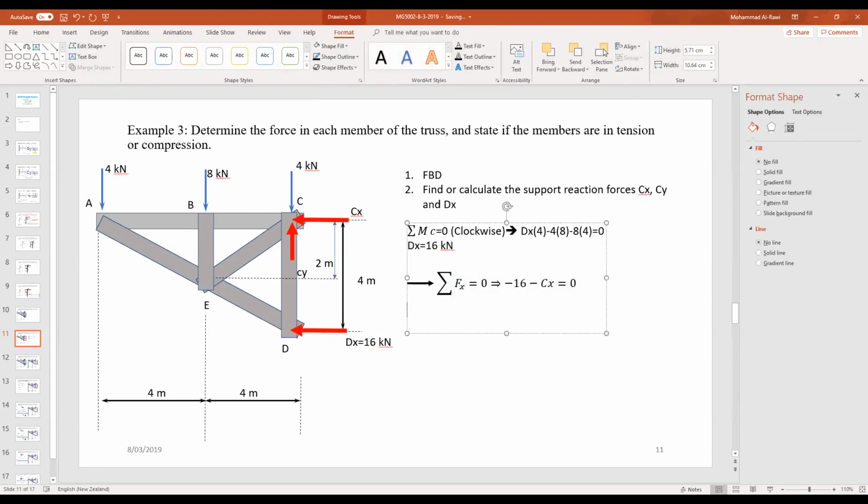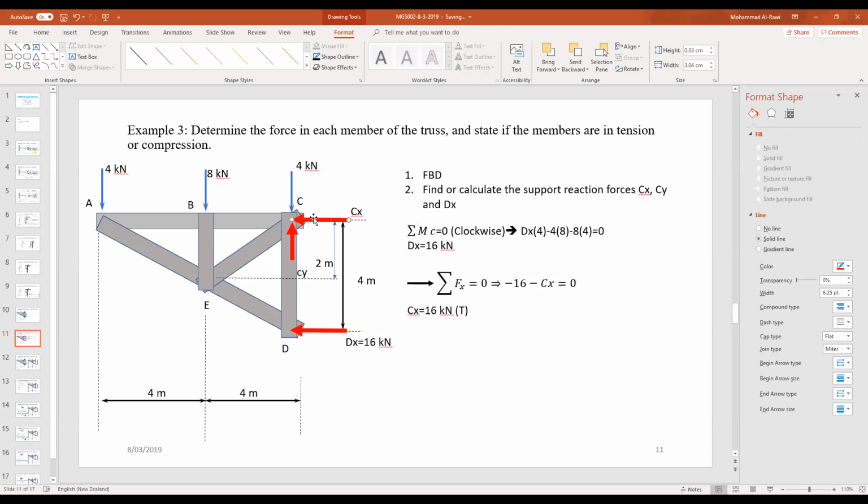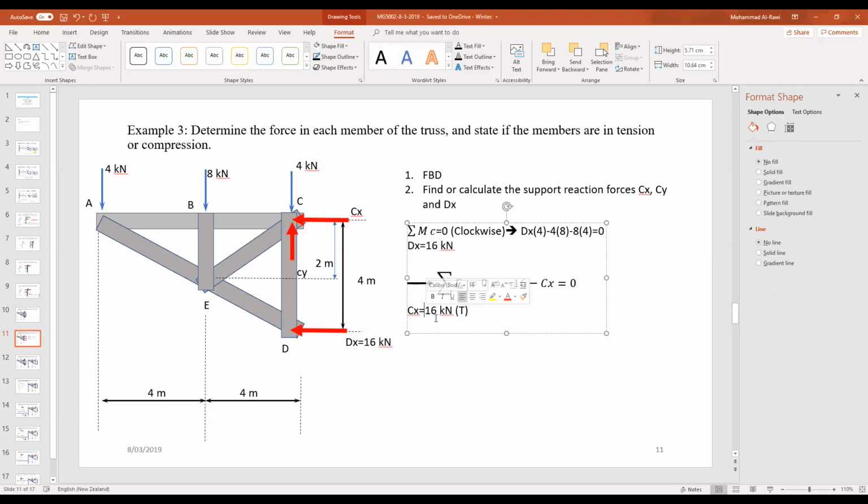Therefore, Cx is equal to 16 kilonewtons, but the direction of it is tension. It's no longer compression. I assumed Cx going as a compression, but in reality, it should be tension, going in the other direction. How did I know that? Because when you solve this equation, it will correct the answer. It gives you originally in the answer minus 16. And then you say, therefore, Cx is in tension.